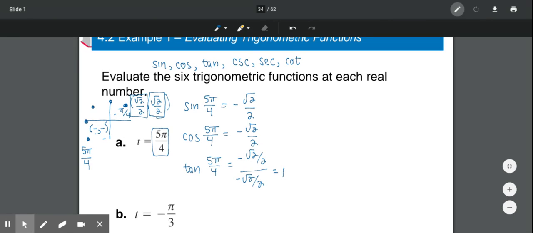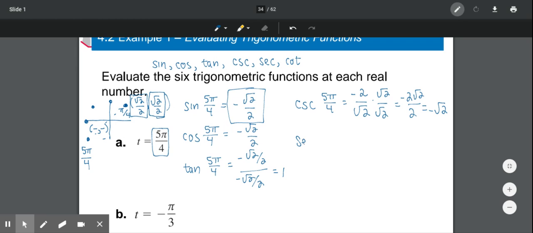So then to do the secant, the cosecant, and the cotangent, once you have sine, cosine, and tangent, we're just talking reciprocals. The reciprocal of sine is the cosecant. So the cosecant of 5 pi over 4 would be the reciprocal of our sine. So if sine is negative root 2 over 2, then cosecant is negative 2 over root 2. If we were to rationalize that, we have to multiply by root 2 over root 2. We would get negative 2 root 2 over 2, which would just give us negative square root of 2.